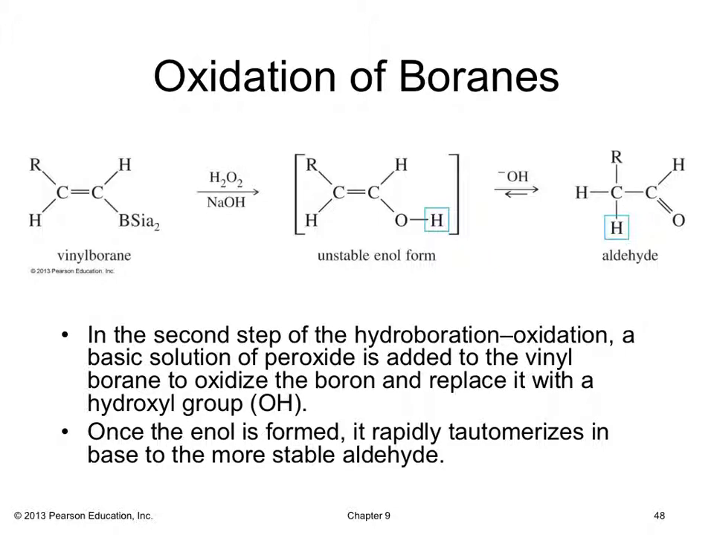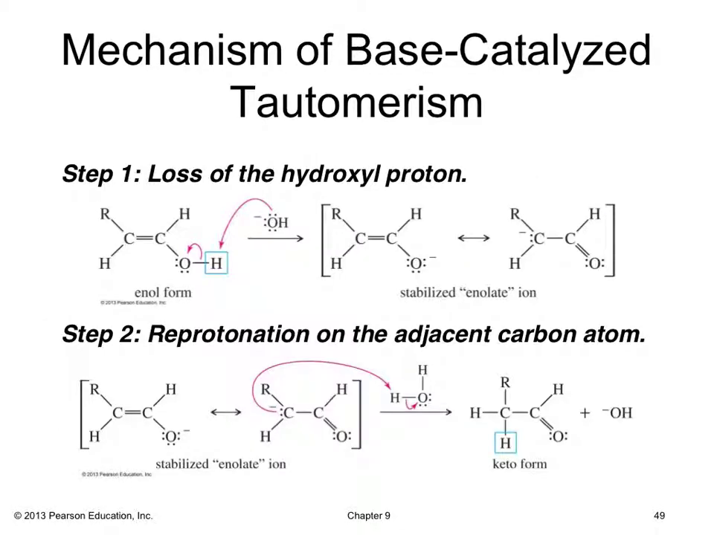So in terms of the mechanism, once you generate the vinyl borane, in the presence of peroxide and base, you'll generate an enol, which under basic conditions will generate the aldehyde. So this second step, which is in the presence of base and peroxide, will essentially replace the boron with OH, and once that enol is formed, it tautomerizes to the aldehyde.